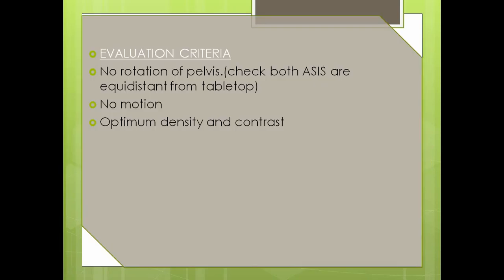So what are the evaluation criteria? No rotation of the pelvis. If the pelvis is not rotated and both iliac crests are equidistant, it means your radiography is best. So no motion, because I told you already, you have to ask the patient to take this radiography with suspended breathing, and then you should expose it. Then you should have the optimum density and contrast in the image.